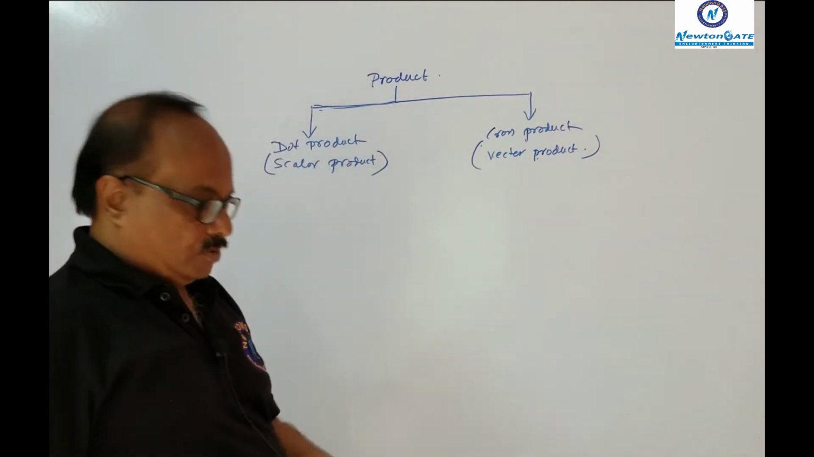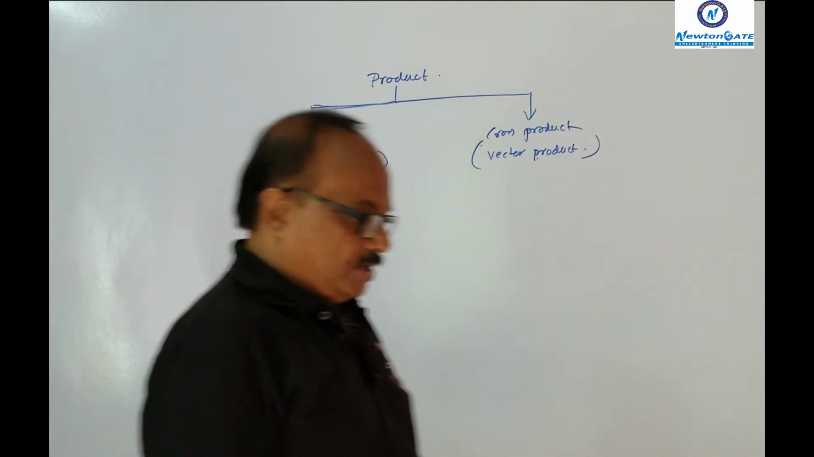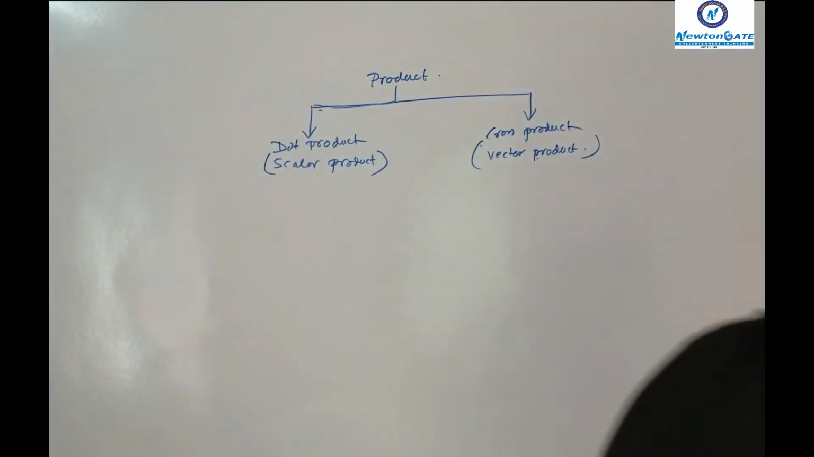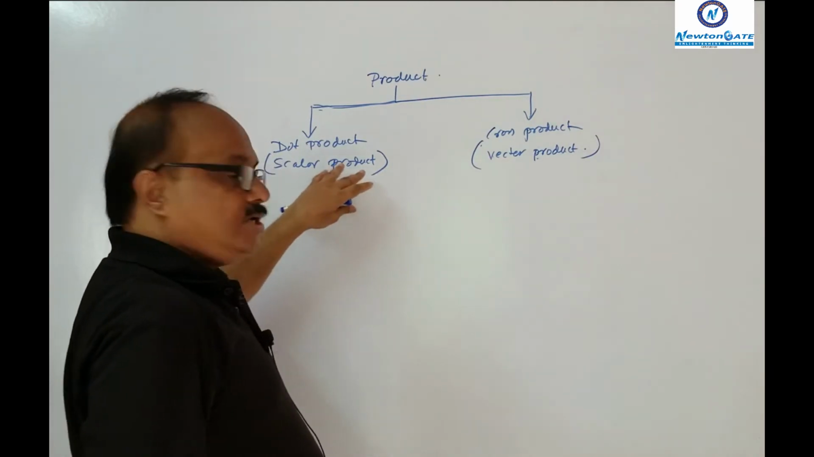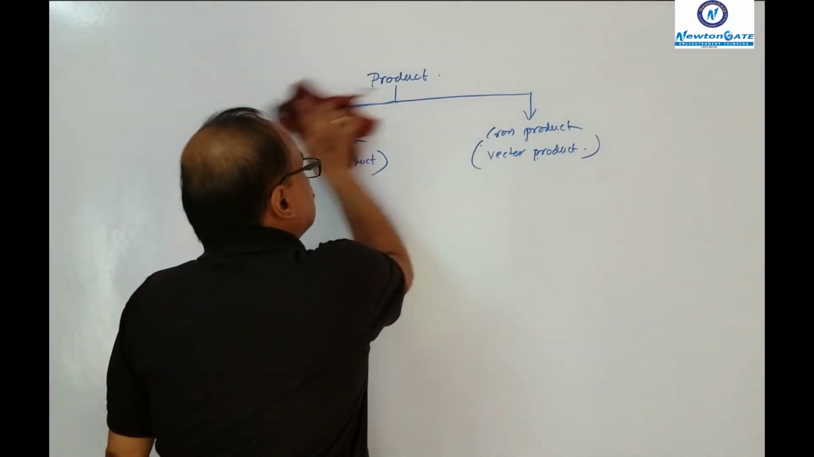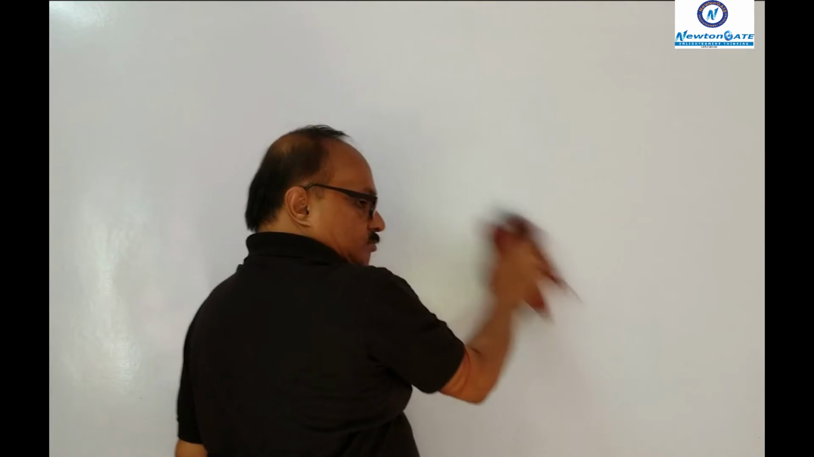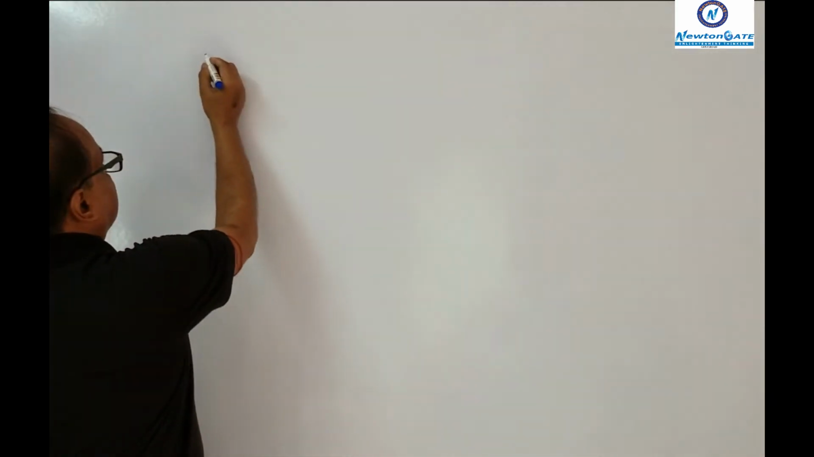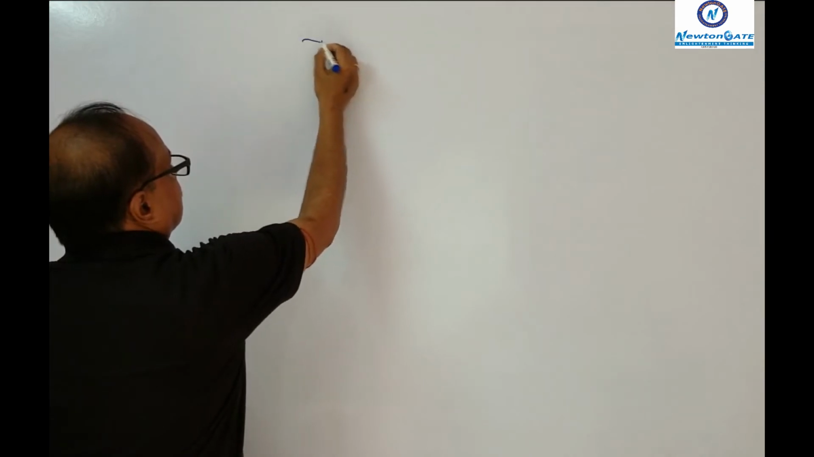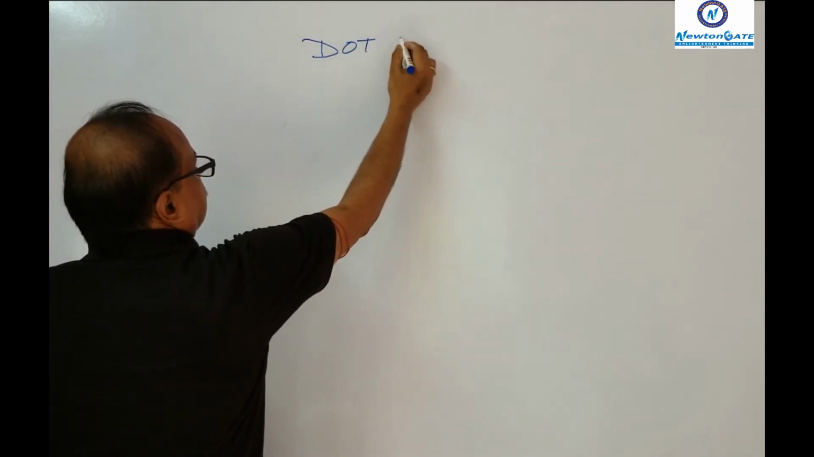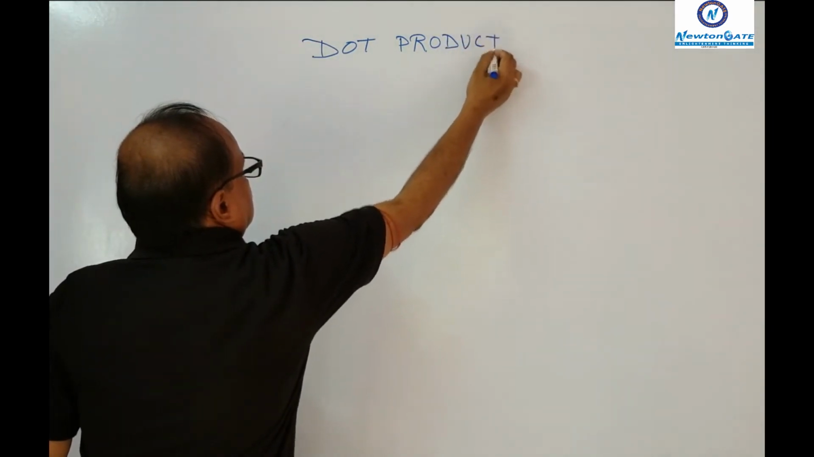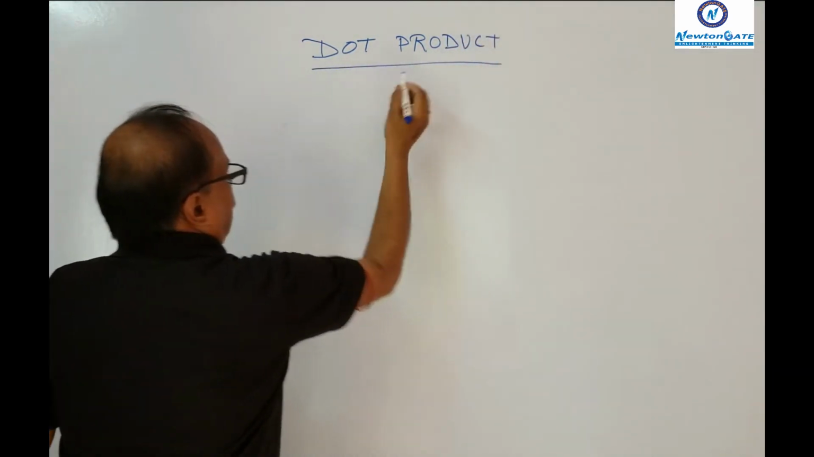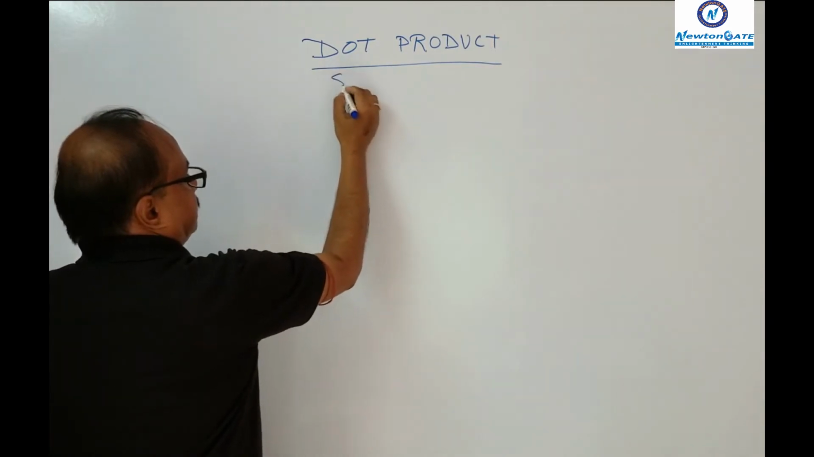So let's look at the products. First, as usual, we will do the easier one, that is the dot product. Here it is the dot product. First we are doing the dot product, or the scalar product.